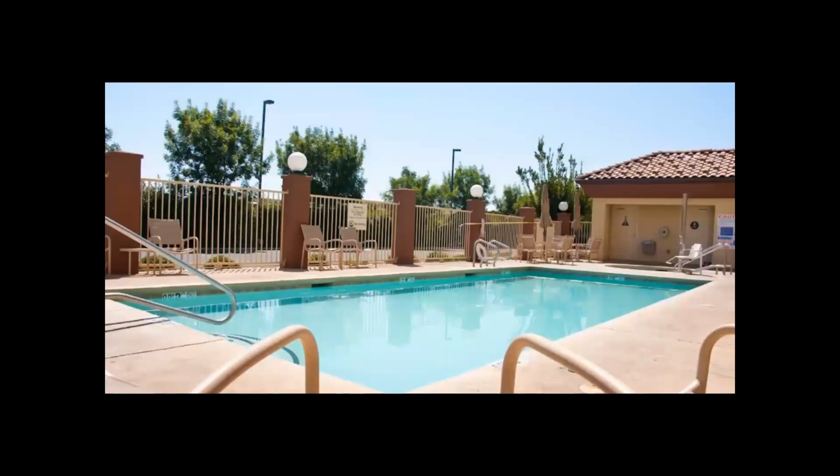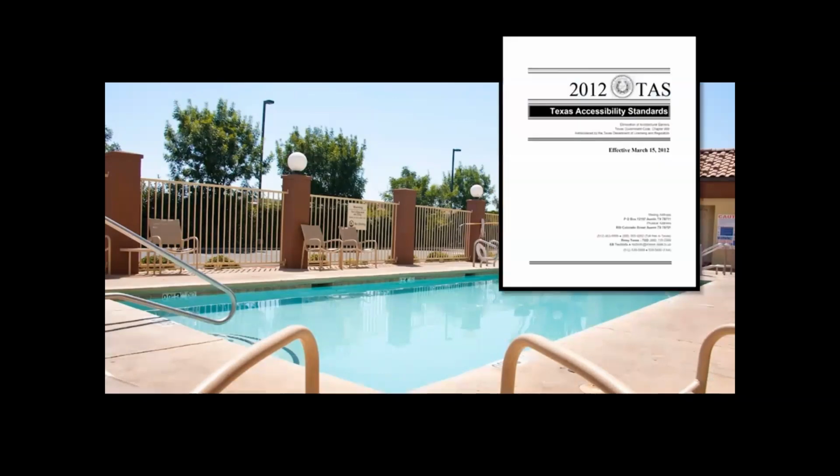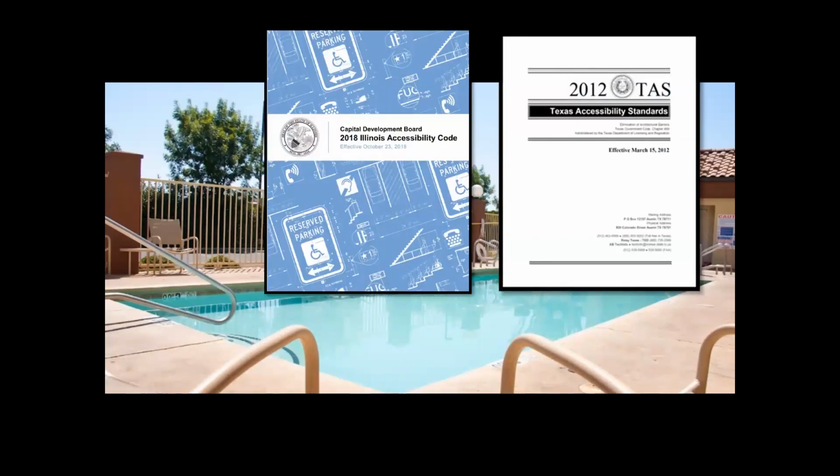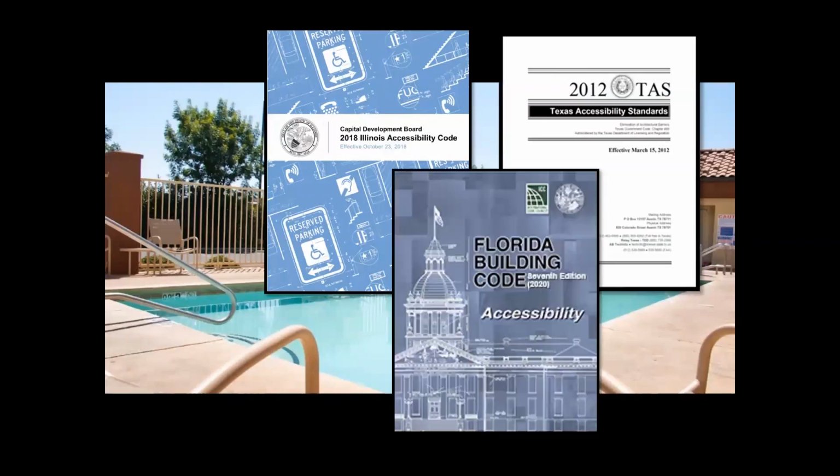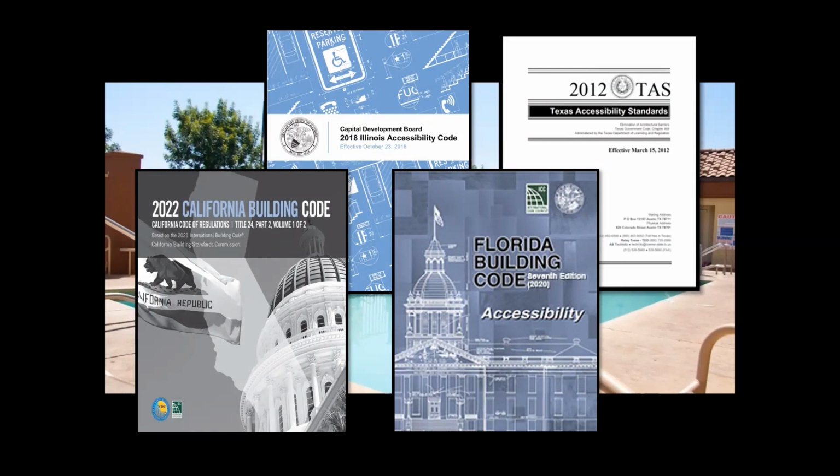Next, we'll compare other ACCESS standards to see if they are in agreement. The 2012 Texas Accessibility Standards, the 2018 Illinois Accessibility Code, the 2020 Florida Building Code Accessibility Provisions, and the 2022 California Building Code are all in agreement with the ADA standards.